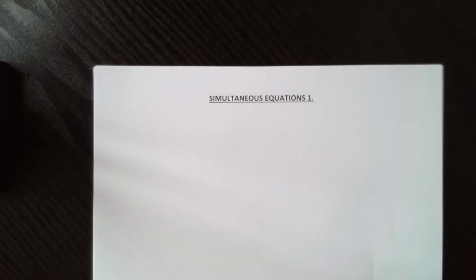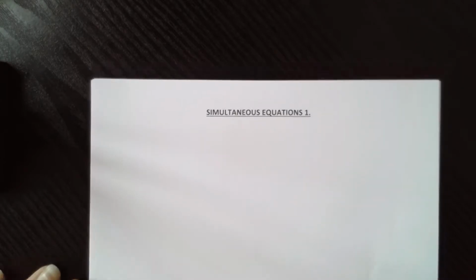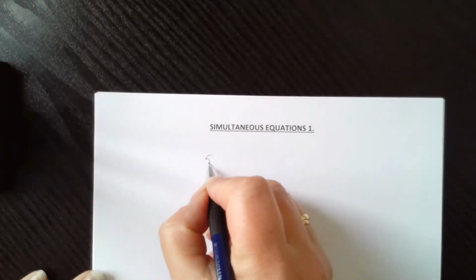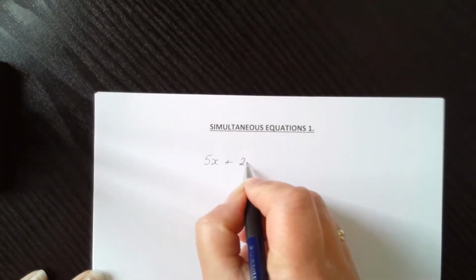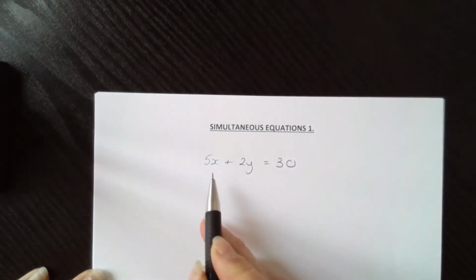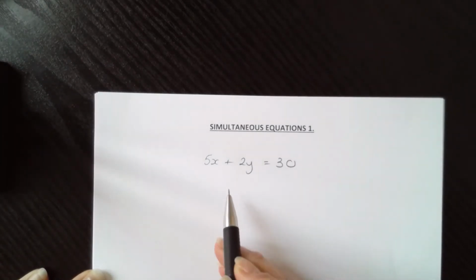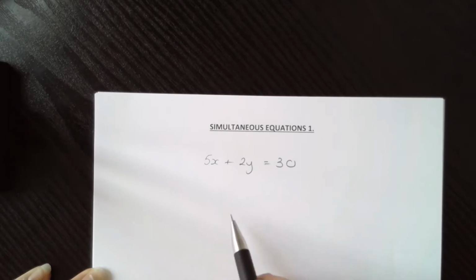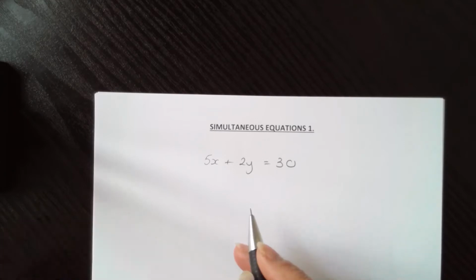So, equations such as this one have two variables. That's the x and the y, two things that we don't know. There is no unique solution to this equation by itself. So there's no one single solution.